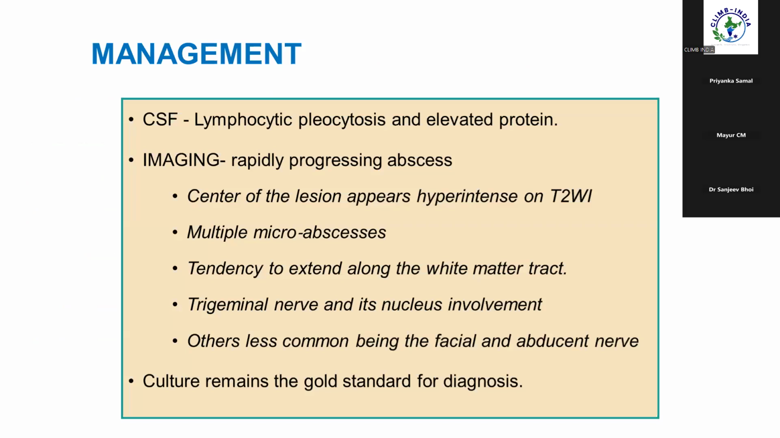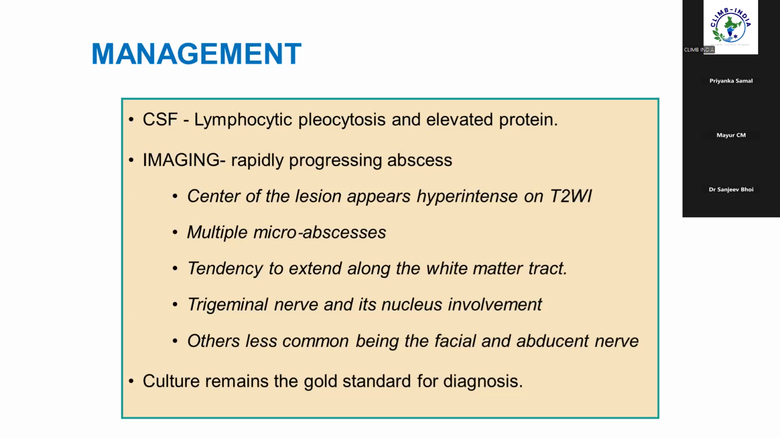So coming to the management: CSF shows lymphocytic pleocytosis just like TB, and elevated protein. And on imaging, it is a rapidly progressive abscess. Some of the typical imaging findings of neuromelioidosis include the center of the lesion on T2 weighted image appearing hyperintense, as against hypointense in caseating TB.